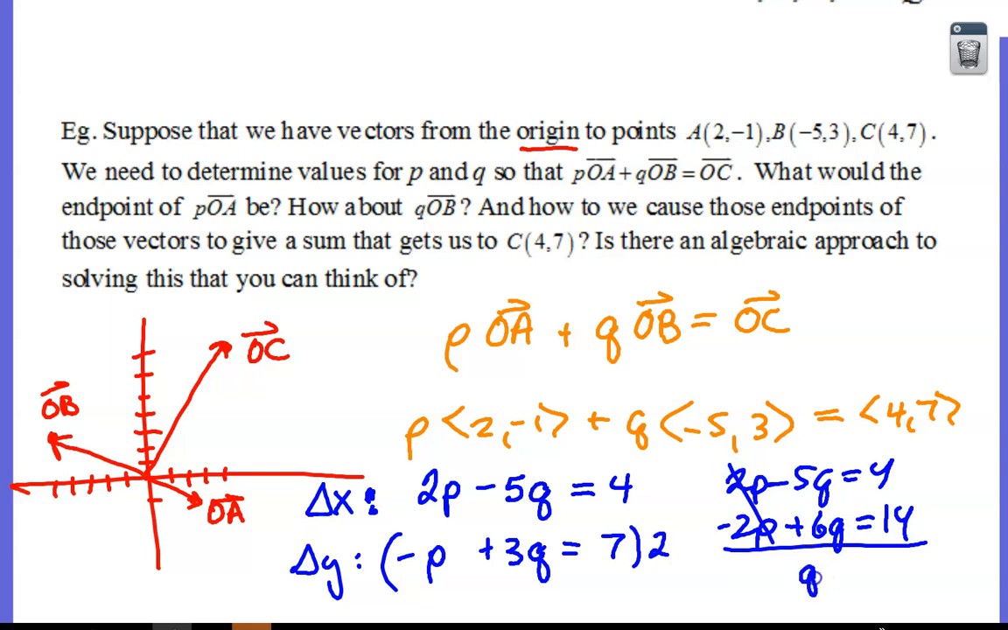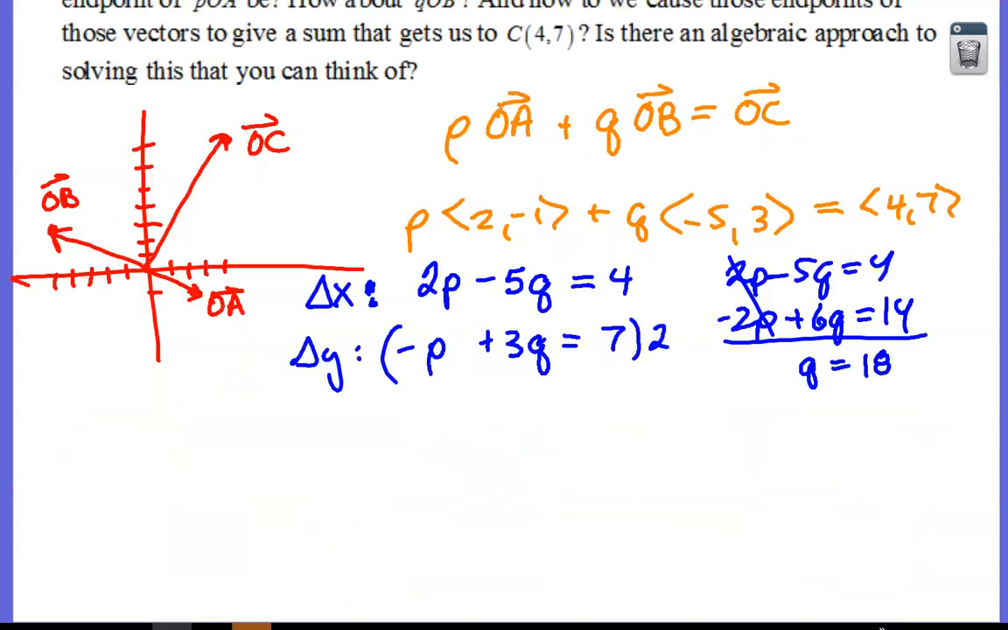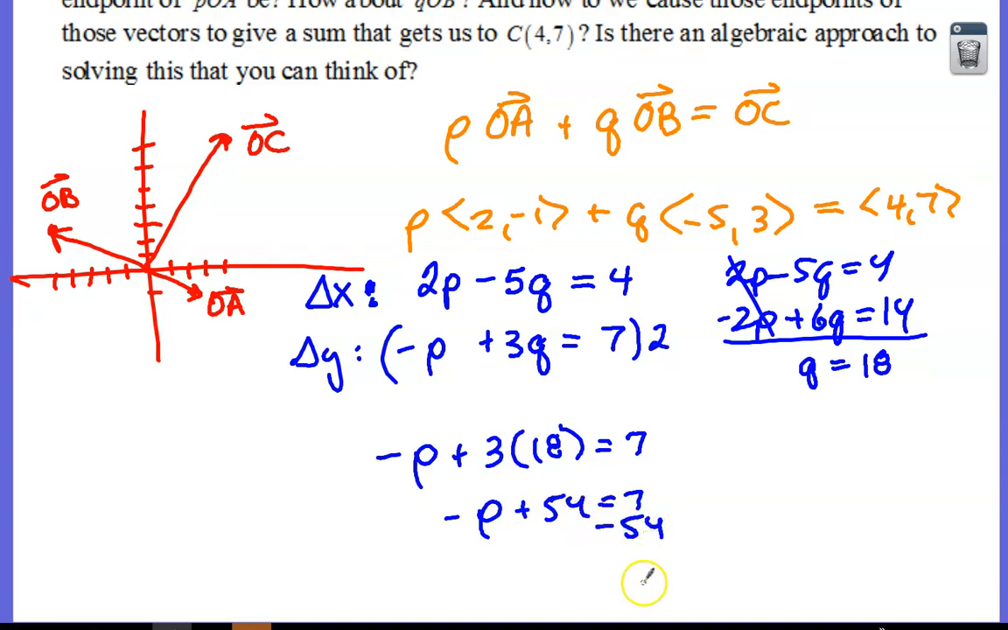So we end up with q equals 18. And then once I have q, I can use it to plug back in and get p. I could subtract 54 on both sides. So I get negative 47 equals negative p, so p would have to be 47. If you made this one increase by 47 and you made this one increase by 18, the result would land you here. Kind of crazy, but you could get there. You're definitely going to see this, so make sure you run through this a couple of times.